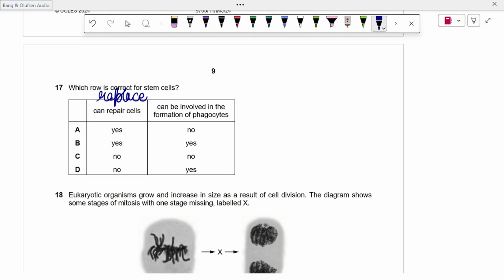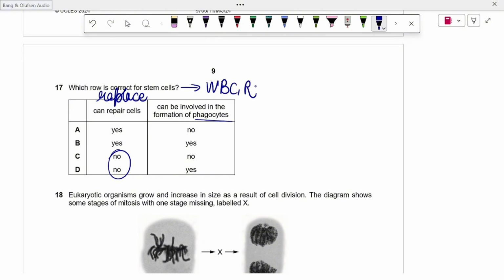Mitosis भी आपका cell replace करता है. It is not repairing your body cell. So stem cells cannot repair your cell. Can be involved in the formation of phagocytes. Phagocytes क्या होते हैं? They are a type of white blood cells. Stem cells can differentiate into white blood cells.